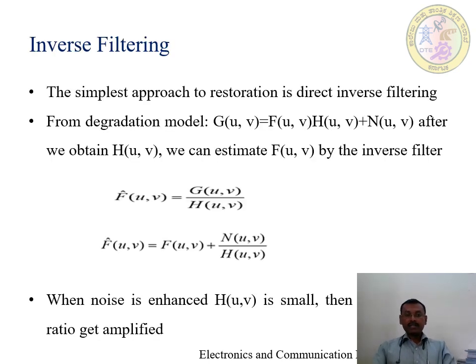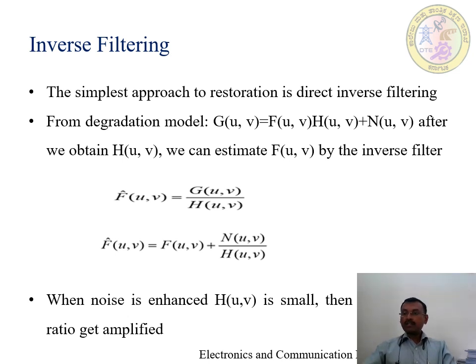The inverse filtering. The simplest approach to restoration is direct inverse filtering. That is, we know the degradation model, which is G(u,v) = F(u,v) H(u,v) + N(u,v). After we obtain H(u,v), we can estimate F(u,v) by inverse filter. That is, F cap(u,v) = G(u,v) / H(u,v). Therefore, F cap(u,v) = F(u,v) + N(u,v) / H(u,v).